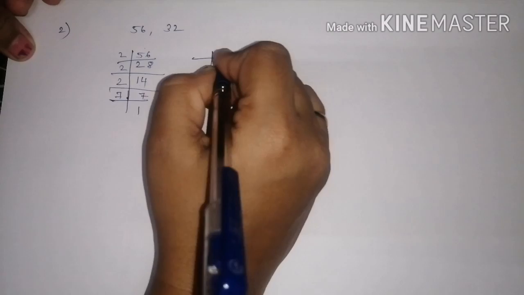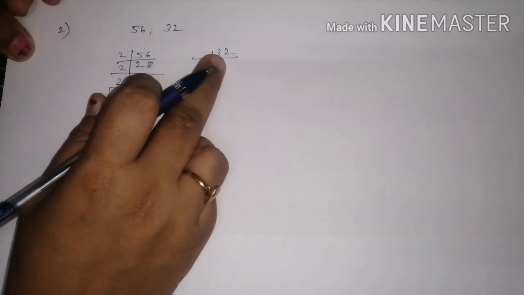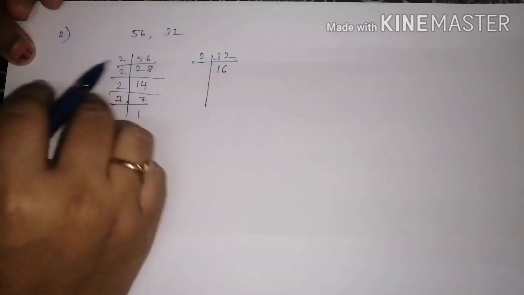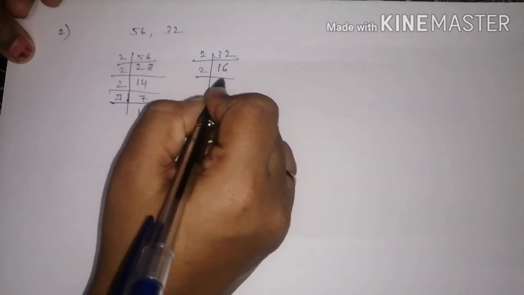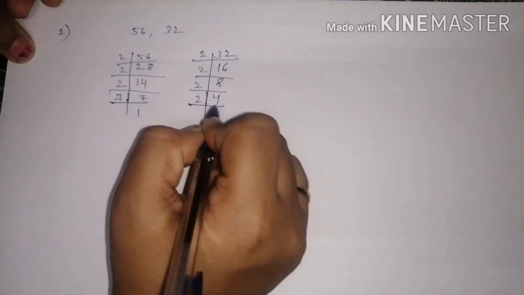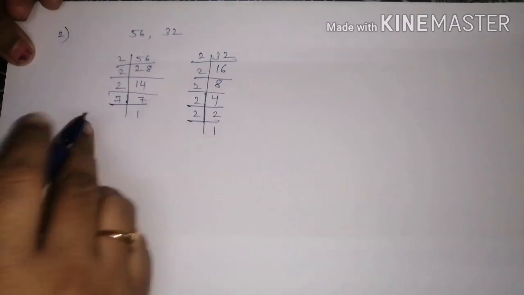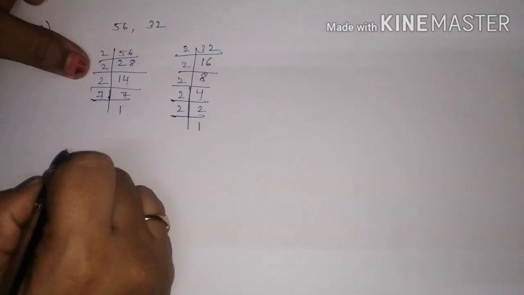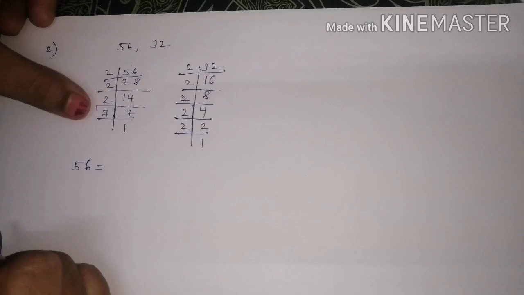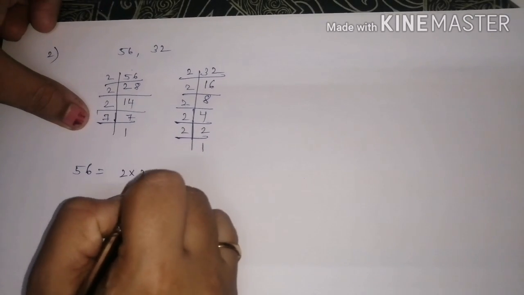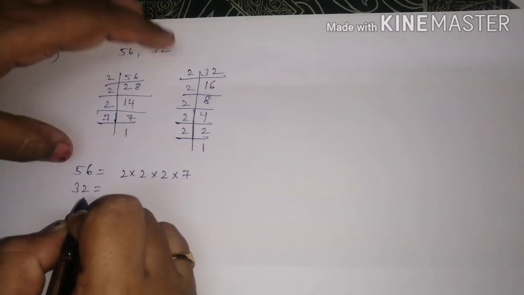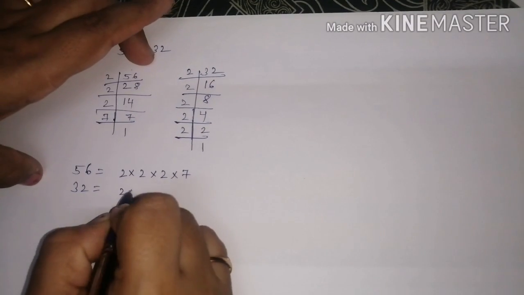Now 32. Units place it is 2, it will go by 2. 2 16s are 32. You can divide it if you want. 2 8s are 16, 2 4s are 8, 2 2s are 4, 2 1s are 2. So write the factors of 56. What did we get? 2 multiplied by 2 multiplied by 2 multiplied by 7. Factors of 32: 2, 5 times.